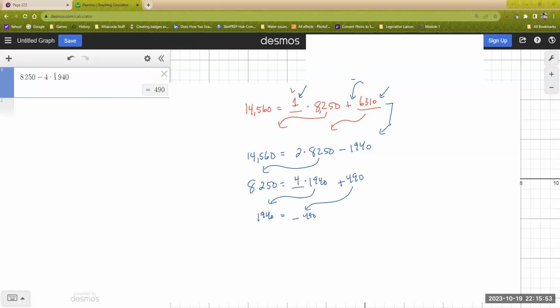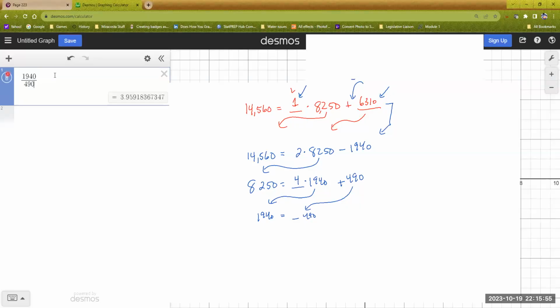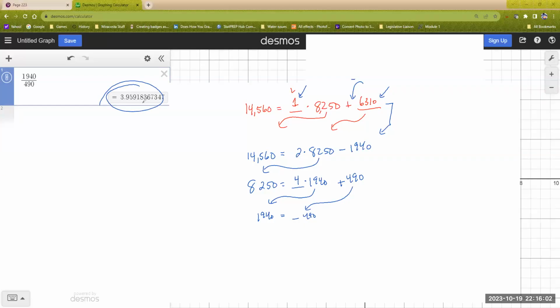So I'll say 1940 divided by 490. Holy cow, look at this number. Oh, this is where the power of what I'm showing you comes in. This is 3.95. It's so close to 4. If I use 3, my remainder is going to be pretty big. But if I use 4 here, then my remainder will be negative, but it'll be very, very small.